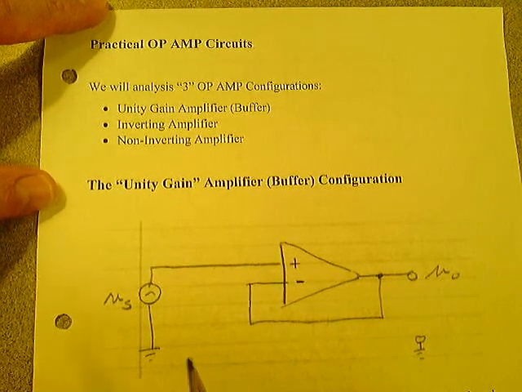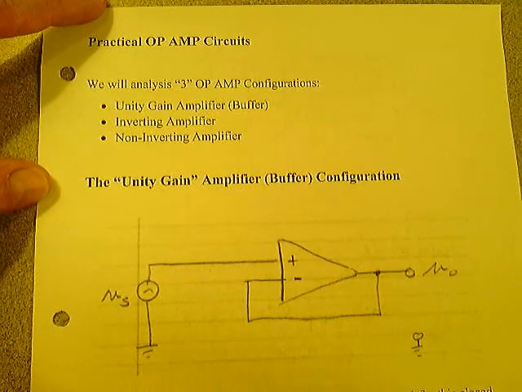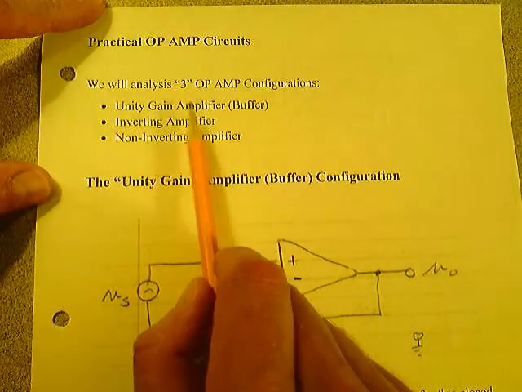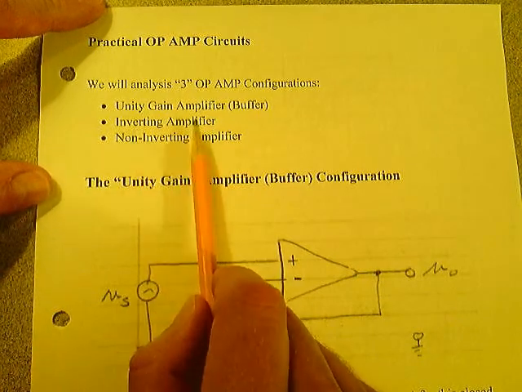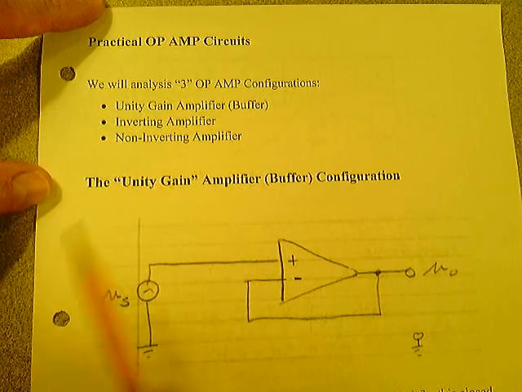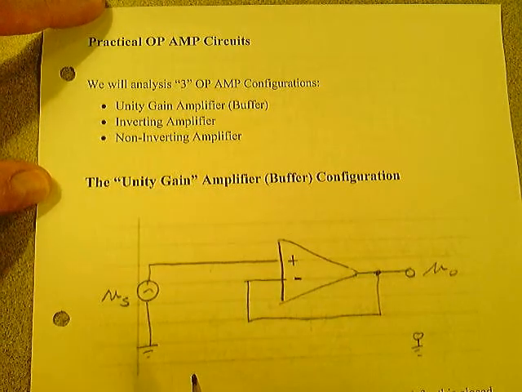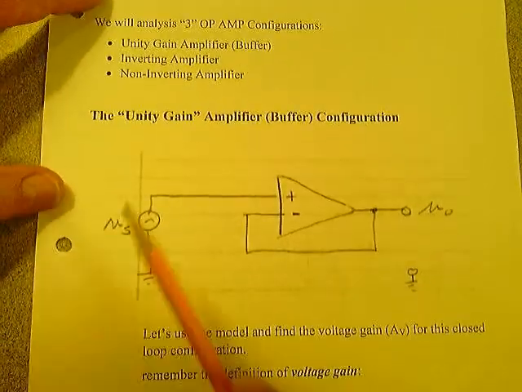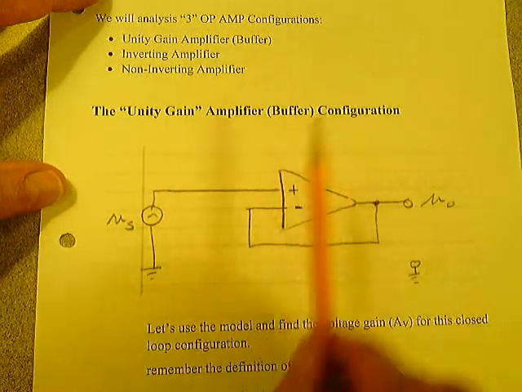The first step in analyzing operational amplifier circuits is you have to determine whether it's a Unity Gain amplifier, whether it's an inverting amplifier, or whether it's in the configuration of a non-inverting amplifier. That's going to be your first step. But to start out, let's look at a Unity Gain amplifier buffer configuration.